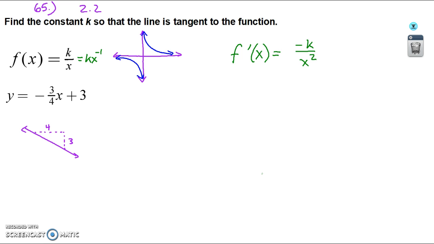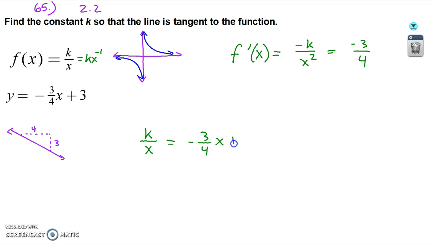This, of course, needs to be equal to negative 3/4. But that's only one condition. The other condition that needs to be true is that these two function values have to be the same. That is, if this line is tangent to this graph at some point, it has to touch at the exact same moment as the function values. So I know that f of x and this line have to be the same at some point. So I can set them equal: k over x has to be equal to negative 3/4 times x plus 3 at some x value. The next step is to solve this function value equation for k.